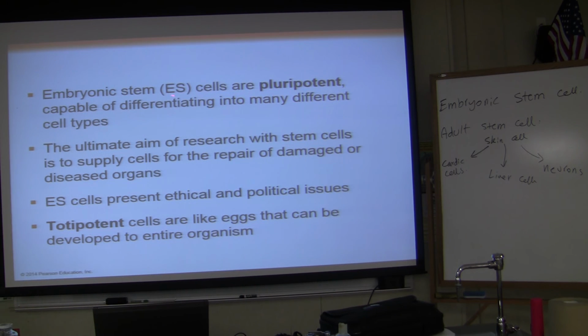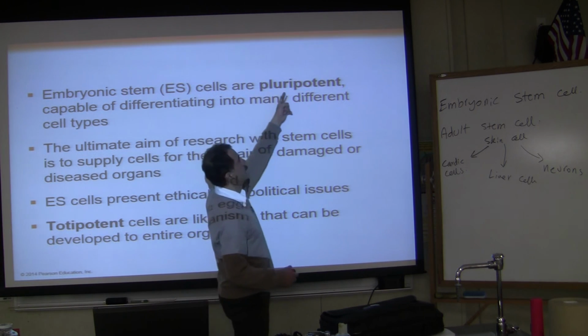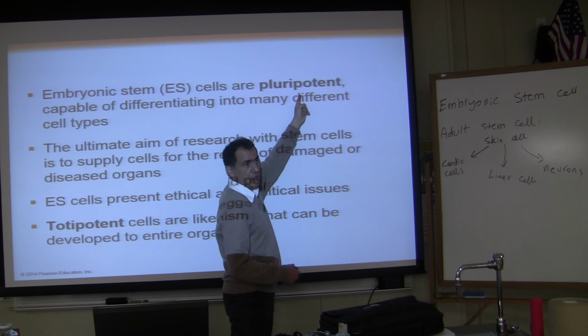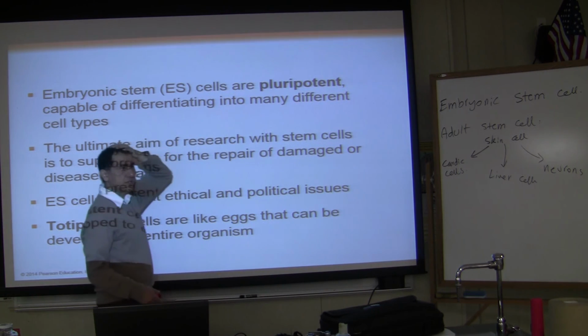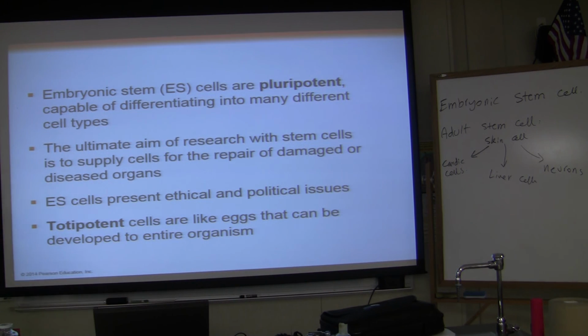Embryonic stem cells, ES, are called pluripotent. It means multiple different types of cells. So that's what embryonic stem cells are. They are pluripotent, capable of differentiating into many different cell types. The ultimate aim of research with stem cells is to supply cells for repair of damaged or diseased organs, of course. Embryonic stem cells present ethical and political issues as well.